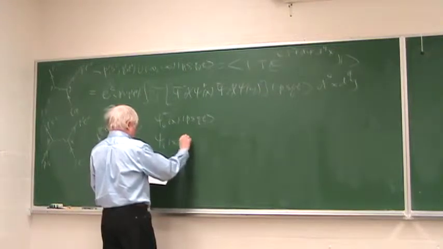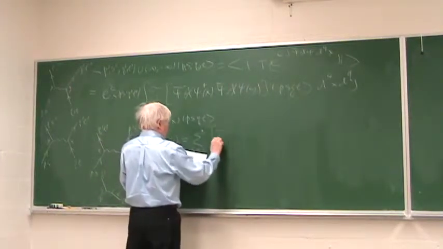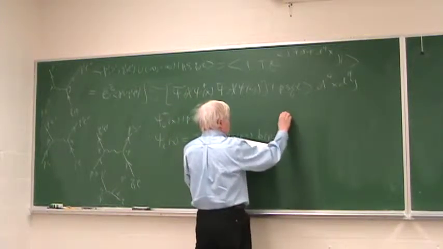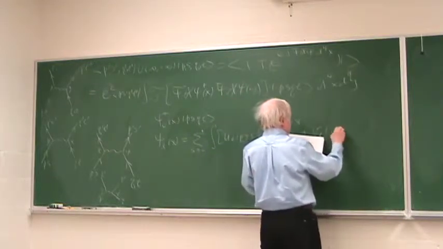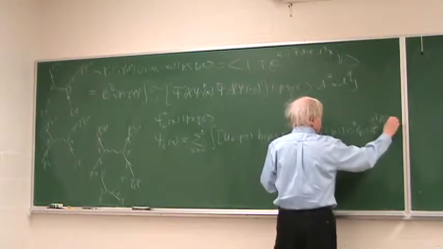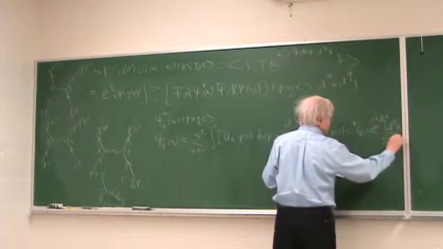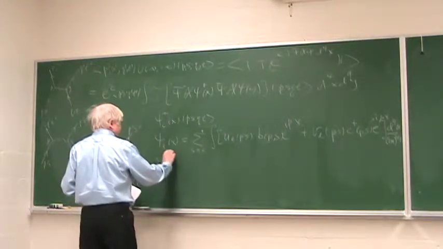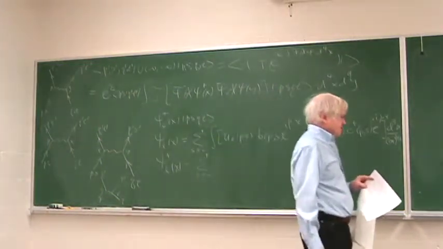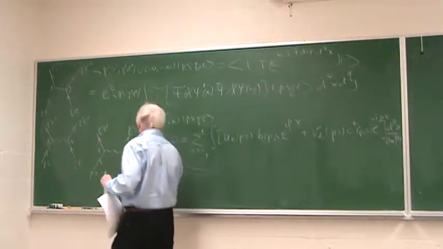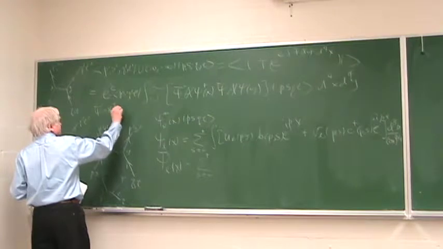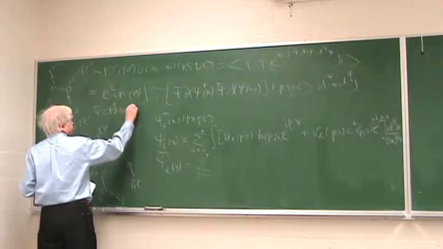Psi L of X is the sum on S, integral of UL of P, S, B of P, S. So this is the four component spinor. E to the I P X plus VL of P, S, C dagger of P, S, E to the minus I P X, D cubed P, and the scale factor 2 pi to the 3 halves. Okay, and then psi L dagger of X, then of course, what we're going to be seeing in these formulas is psi L bar. And remember, psi bar is psi dagger beta, which is by definition I psi dagger gamma zero.